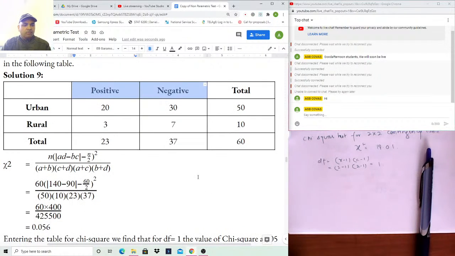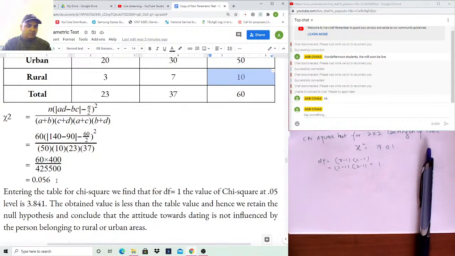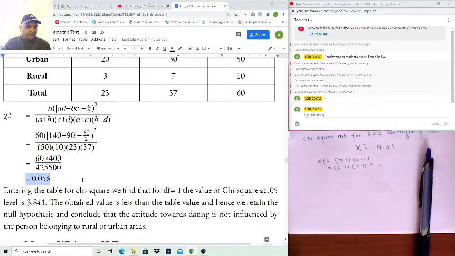Okay. So we will apply the chi-square test with Yates correction, because here one of the frequencies, this 3, is below 5. When we apply this Yates correction, N is 60, then A into D, 20 into 7 is 140, this 3 into 30 is 90, then 60 by 2 whole square, and these are the values for this 50 and 10. So 50 into 10 into 23 into 37. So this comes out to be 0.056.